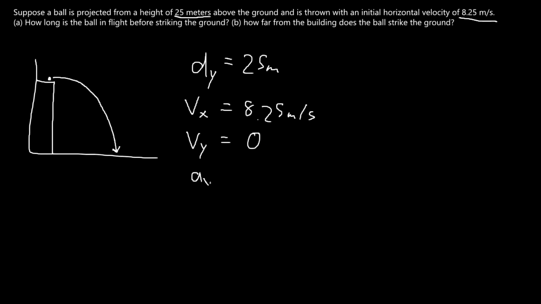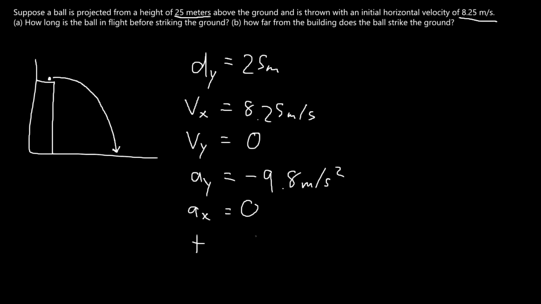We have Ay, which is gravity. So we know gravity is a negative value, so we'll put that there. We have Ax, but that's just 0, so we don't really need that. Well, just for the sake of this, let's put that. And then dx, that is what we're going to figure out later for question B, but for now, let's figure out the time.